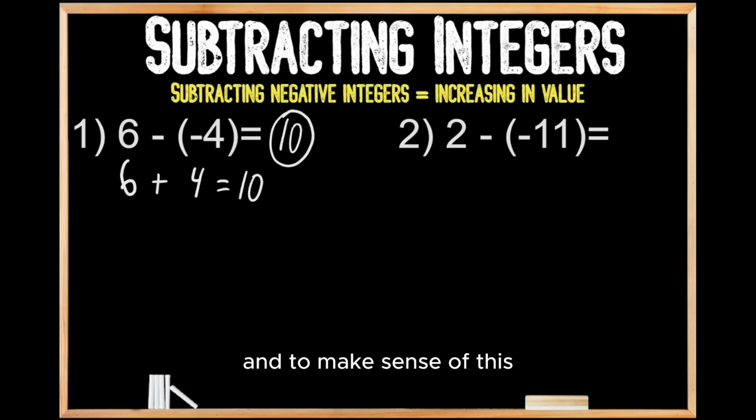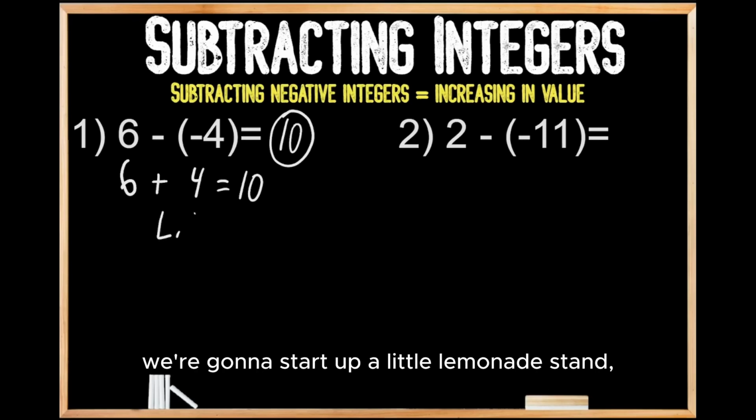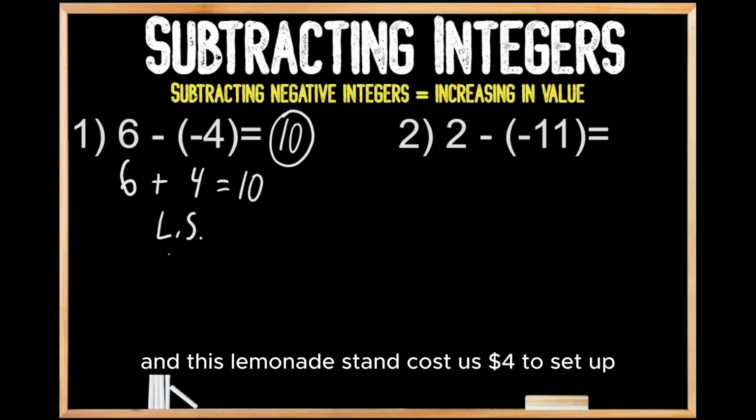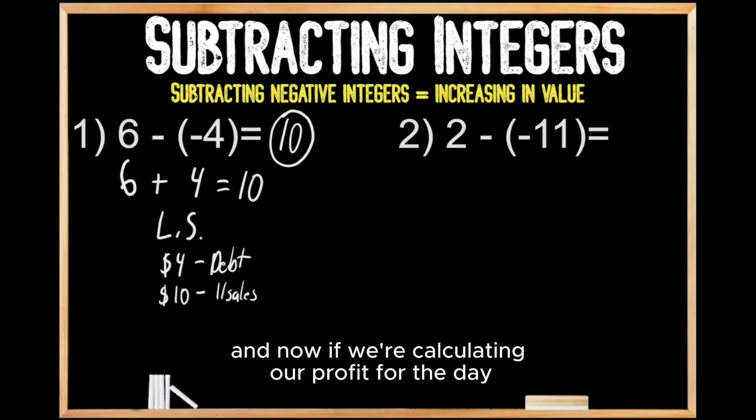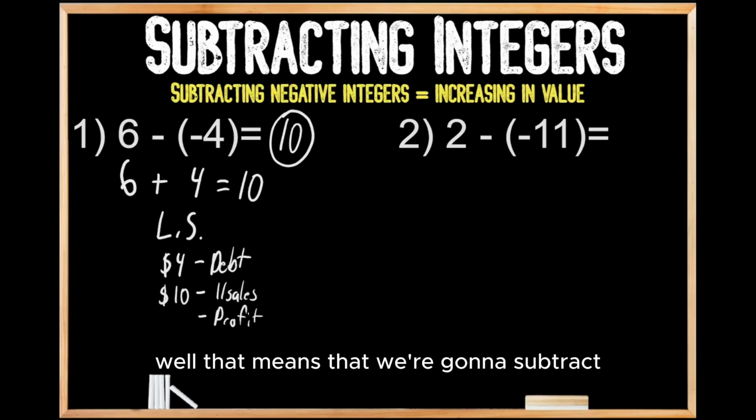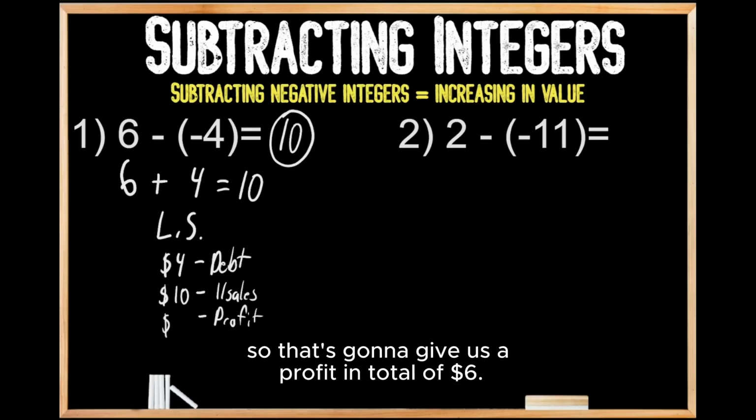And to make sense of this, let's decide that we're going to start up a little lemonade stand. And this lemonade stand cost us $4 to set up. So this $4 is going to be a debt. And in one day of sales, we were able to make $10. Now if we're calculating our profit for the day, that means that we're going to subtract our $4 debt from our $10 in profit for one day of sales. So that's going to give us a profit in total of $6.